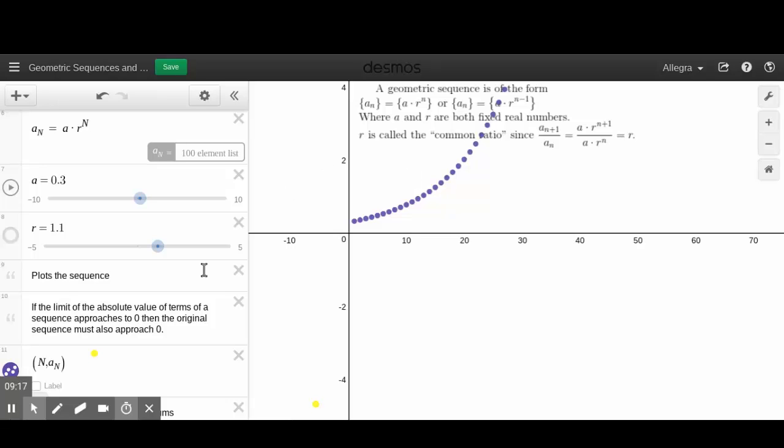So we have divergence. We only have convergence when r is equal to 1, and we're going to converge to that a value. And then when we're between -1 and 1 for that ratio, we'll get a value of 0.